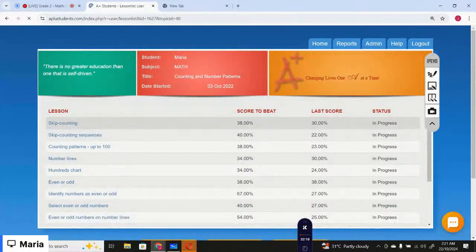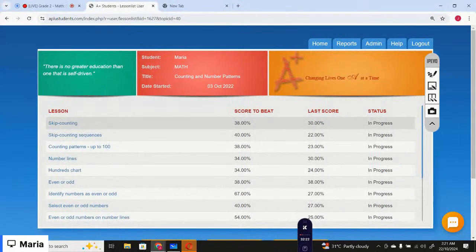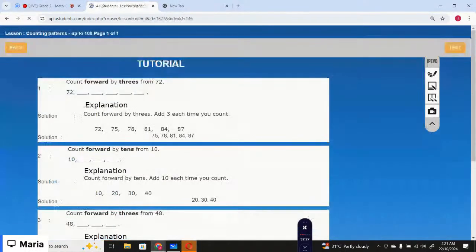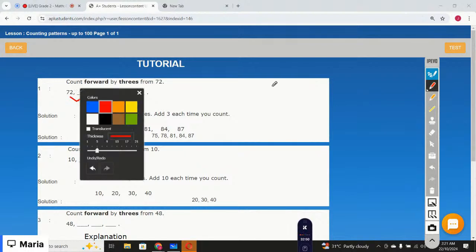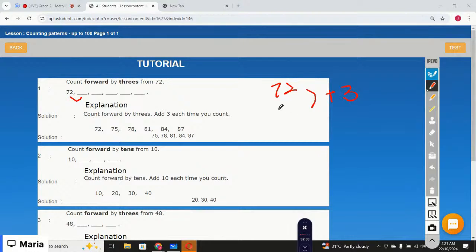The next lesson is counting patterns up to 100. Count forward by threes from 72. Now you have to do the counting patterns, right? So start with 72. For each next number, you need to add 3. So 72 plus 3 is 75, right? Then again add 3.